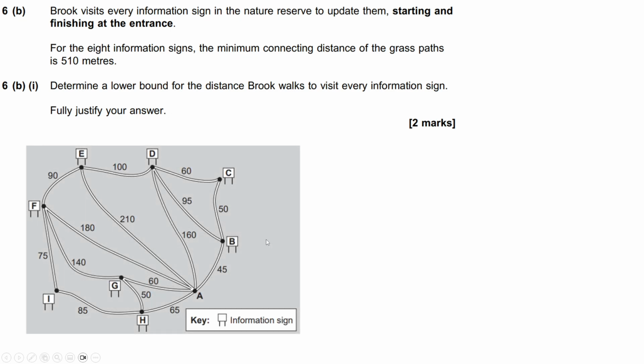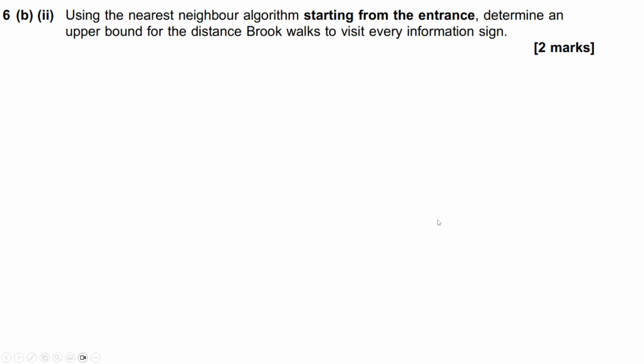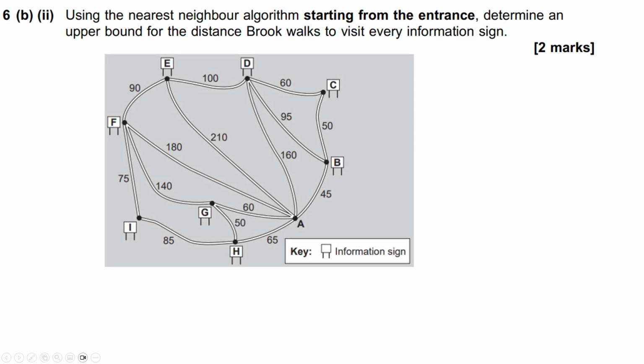So to determine the lower bound here, I've just put this again. The 2 smallest edges from A are going to be 45 plus 50, so we'll just leave that there, and then plus the 510 because they've already performed the minimum spanning tree after removing A. So we add the 510 that they've already calculated to get 615, and that will be our lower bound. Using the nearest neighbor algorithm starting from the entrance, determine an upper bound for the distance Brooke walks to visit every information sign.